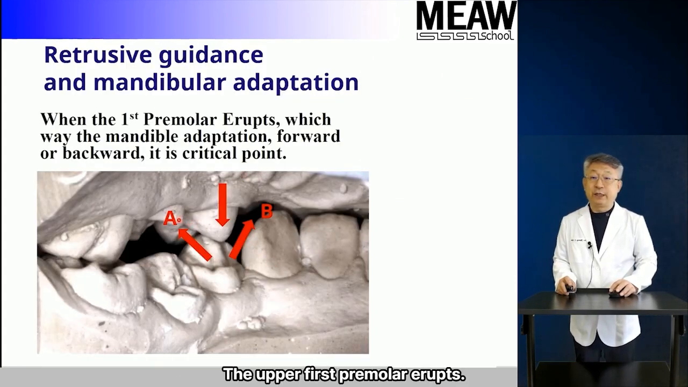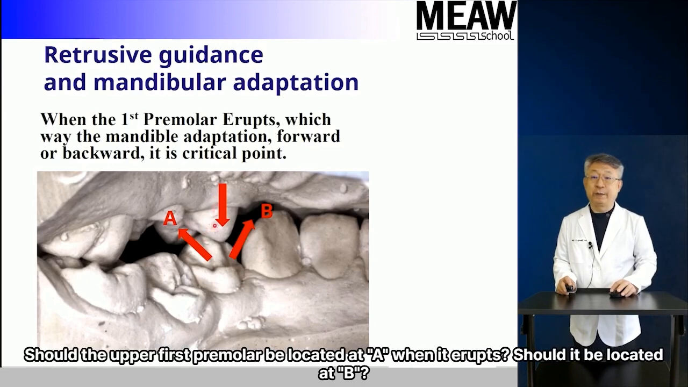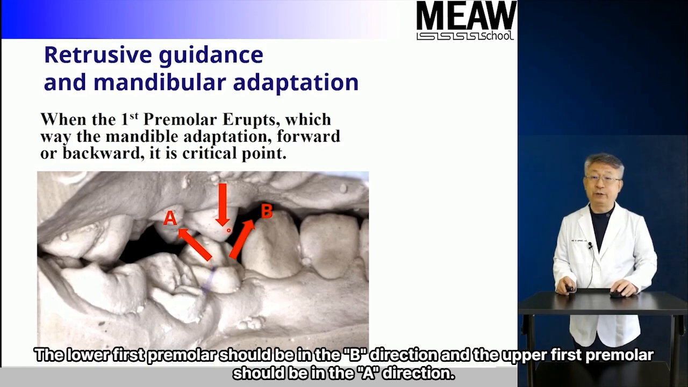The upper first premolar erupts. Should the upper first premolar be located at A when it erupts? Should it be located at B? The lower first premolar should be in the B direction, and the upper first premolar should be in the A direction.